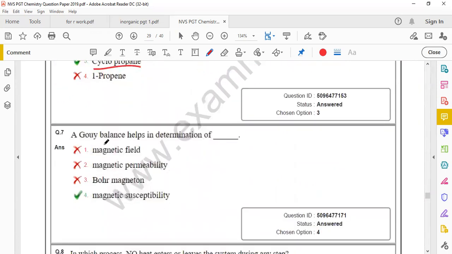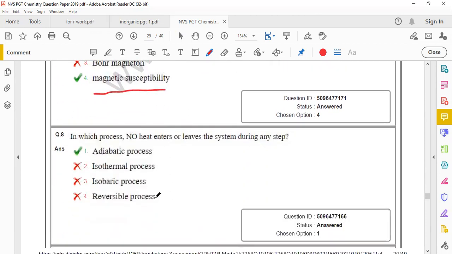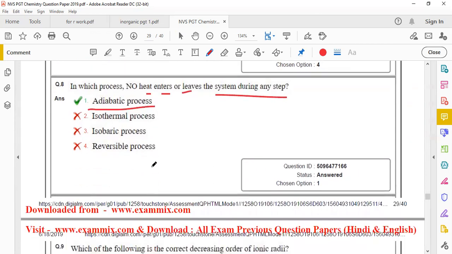Okay. Next question is, Gouy balance helps in determination of what? What type of determination can be done by the Gouy balance? It's used to determine magnetic susceptibility. Next question is, in which process does no heat enter or leave the system during any step? In any step, which type of system will not allow heat to enter or leave the system? So it must be an adiabatic system.